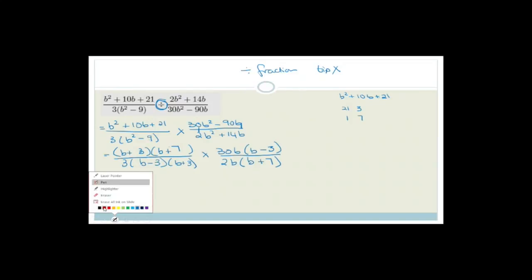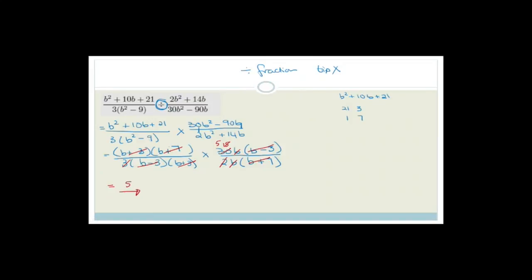Right, and now we get to exciting times. I get very excited when I can cancel, and that's exactly what we're going to do now. Because this is a multiplication sum, we can multiply across the multiplication sign. So b minus 3 cancels with b minus 3, b plus 3 cancels with b plus 3, b plus 7 cancels b plus 7, and b cancels with b. And 2 goes into 30, 15 times, and 15 divided by 3 is 5. So the correct answer for all of this after everything is just 5. Okay, that's actually a very nice question.